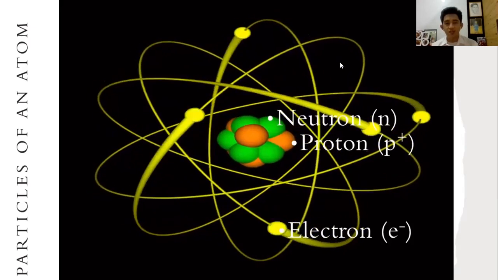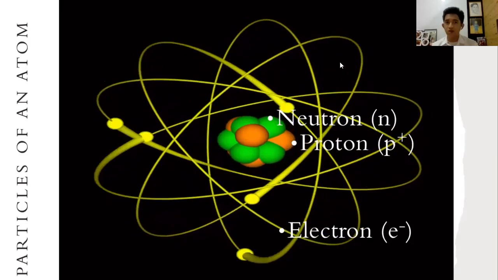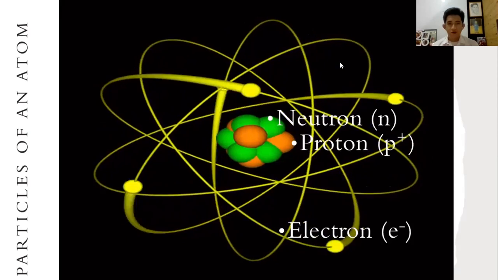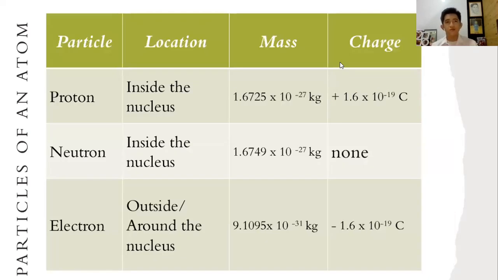So, ang mga particles na ito ay may iba't ibang location na nakikita sa iba't ibang atom. Let's take a look into this table. The particle proton, which is inside of the nucleus, as well as the neutron, which is also inside of the nucleus. The mass of a proton is equal to 1.6725 times 10 raised to negative 27 kilogram, which means it's very, very small and too light.